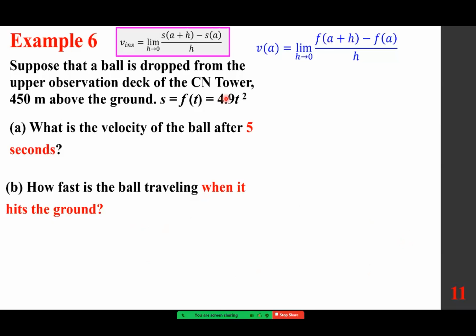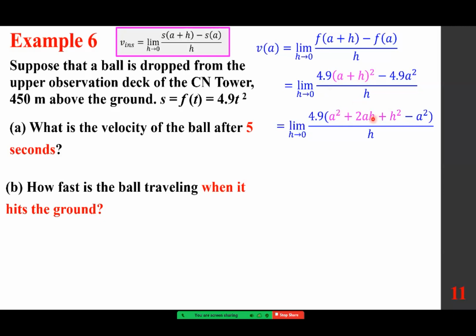f of a plus h, 4.9 times a plus h squared, minus f of a, 4.9 a squared. So we keep it as a. Can even keep it as t and work on it. So v of t, keep it as t. Now, what is a plus h squared? You know that to be a squared plus 2ah plus h squared. And if you take the 4.9 out, again, this gives you that. If you take the 4.9 out, you can see that minus 4.9 a squared is here.